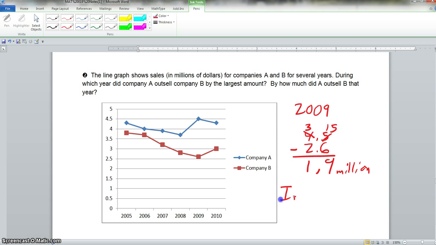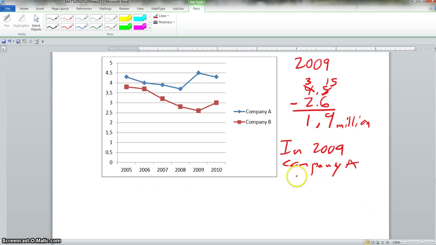So we could write in 2009, company A outsold company B by 1.9 million. And that is the final answer of this problem.